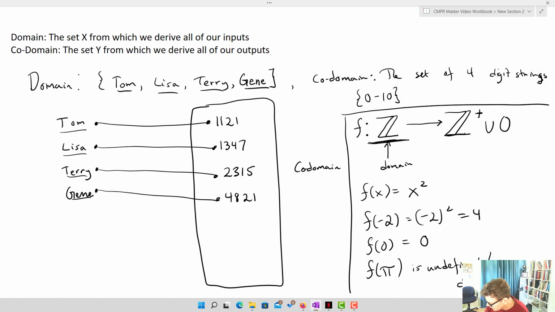The domain is only the set of integers. Pi is not an integer, so consequently we can't include f of pi inside of our function, or we can't actually figure out what it is inside of our function. Now, if we had started out with the real numbers, say for example R into R, then we actually would end up with some value for pi. We'd end up with pi squared. But because pi is not a member of our domain, we can't actually find a value for f of pi in this case.